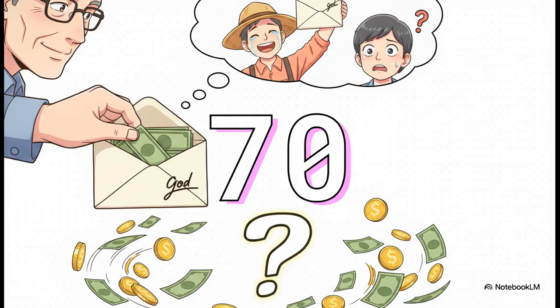He only manages to collect a little more than half. He gets exactly 70 pesos. So he puts the cash in an envelope addressed to Lencho and signs it with just a single word: God. Now, I want you to build the suspense in your mind for a second. What do you think happened next when Lencho opened the envelope?